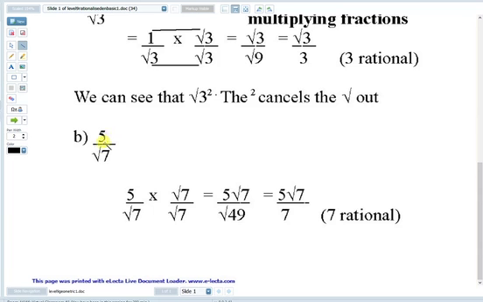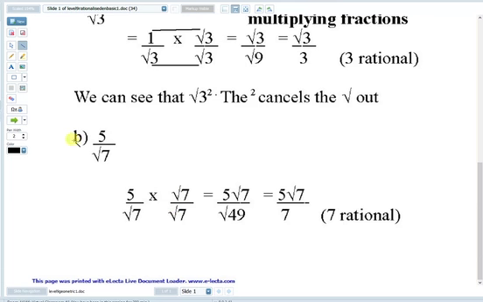Part B, and this is another rationalise the denominator. So what we've got here is 5 over square root of 7. So what we've got is 5 over root 7. So what we need to do is to times by the denominator over the denominator.